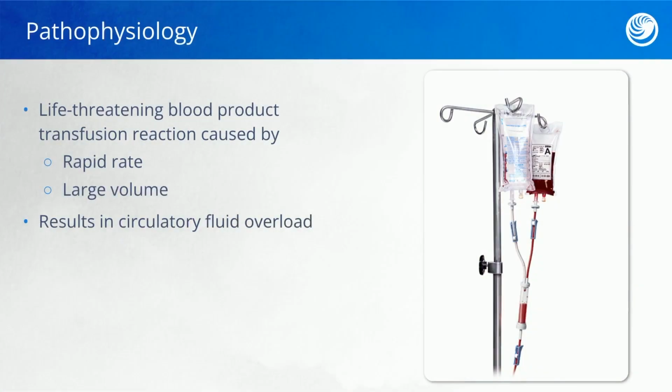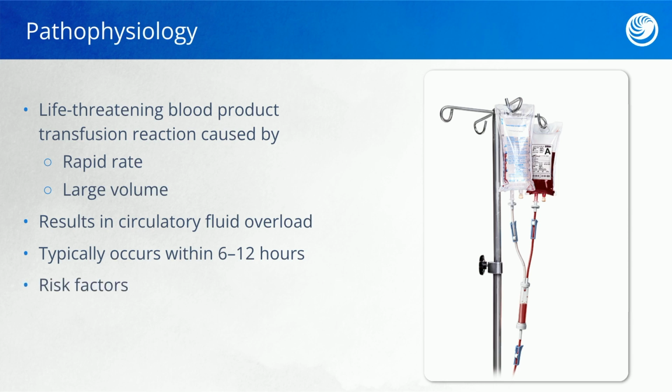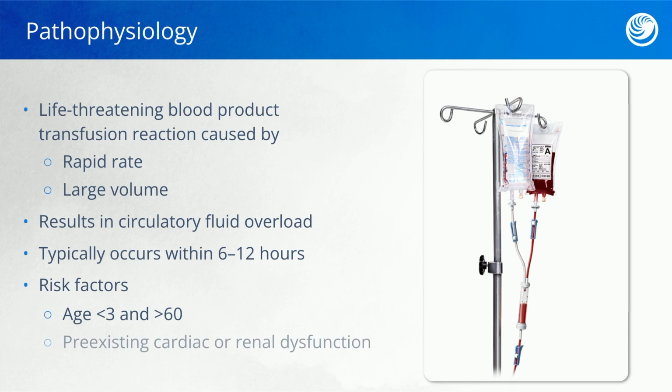TACO may develop during a blood product transfusion or can happen 6 to 12 hours after the transfusion has been completed. And risk factors for the development of TACO include being younger than 3 or greater than 60 years of age, or if the client has pre-existing cardiac or renal complications, such as heart failure or chronic kidney disease.